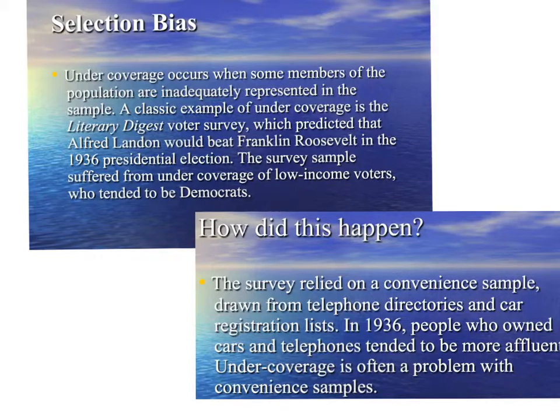Well, the survey relied on a convenience sample. They drew people for the survey from telephone directories and car registration lists. Well, in 1936, people who owned cars and telephones tended to be more affluent, or well-off, than those who didn't. Undercoverage is often a problem with convenience samples.